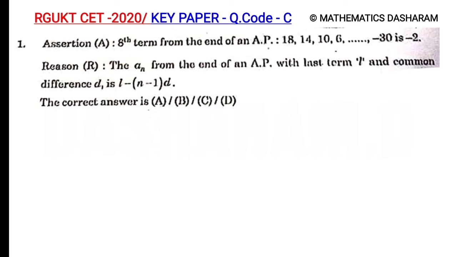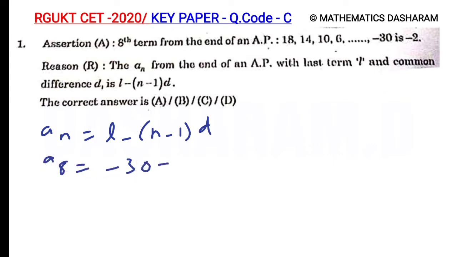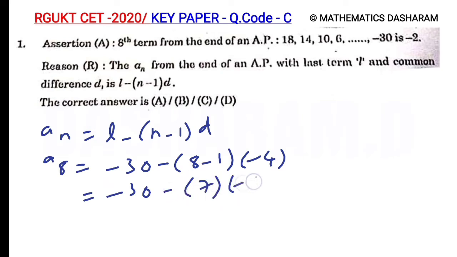The reason is to find the eighth term from the end of the AP, he gave the formula. Let's apply that formula. An equals L minus (n minus 1) into D. He is asking for the eighth term. So, A8 equals the last term, minus 30, minus (8 minus 1) into the D value, minus 4. So, minus 30, and 8 minus 1 is 7 into minus 4. So, minus 30, minus into minus is plus, 7 fours are 28. So, it equals minus 2.